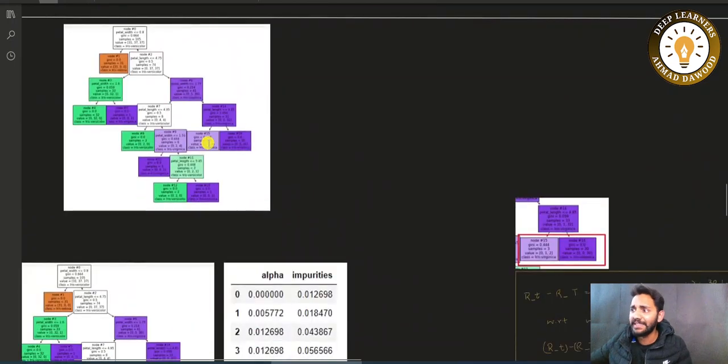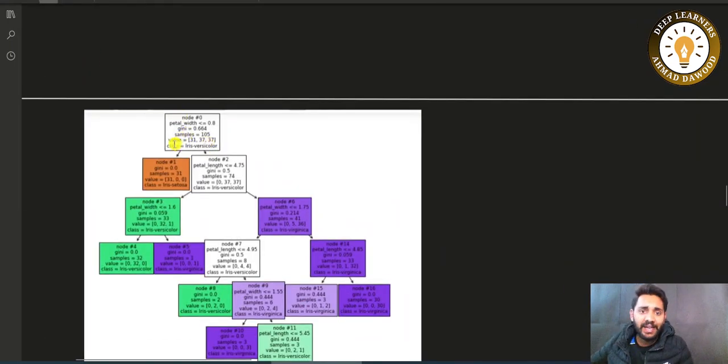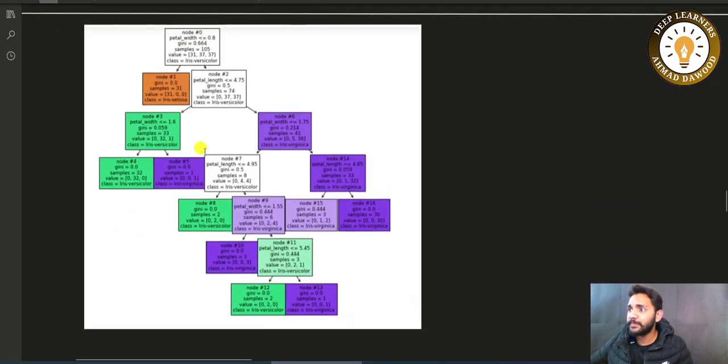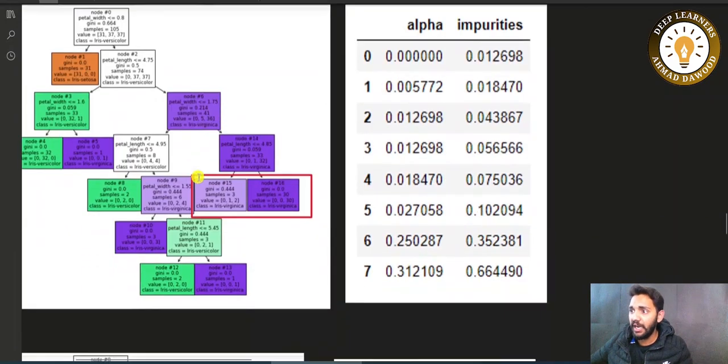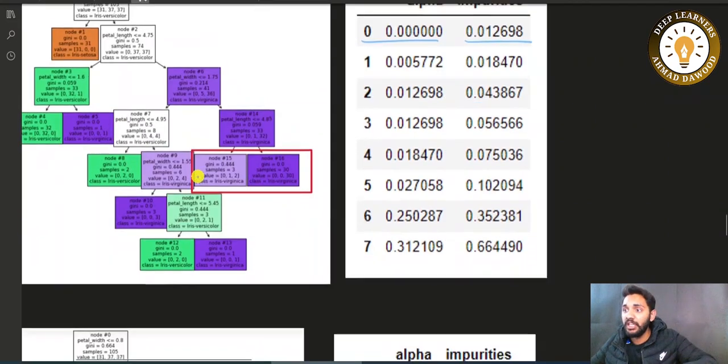We will see an example here. Let's say this is the decision tree of the iris data set. You can see this is the fully grown tree. I will consider that fully grown tree as T1. At the start, this is the tree T1, which has alpha value 0.0 and impurity 0.012, which is the weighted sum of its leaves.